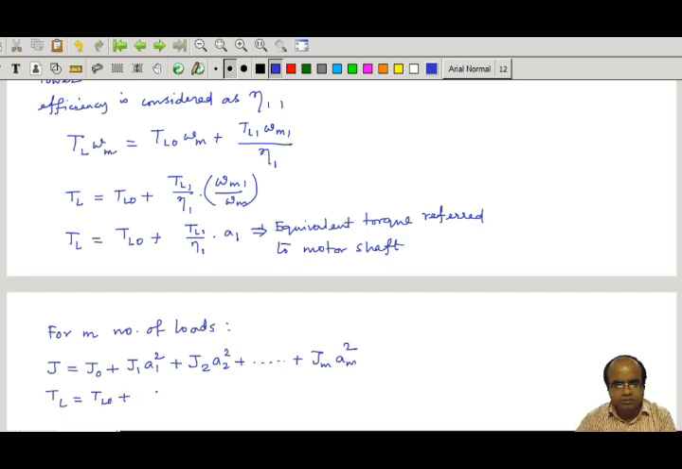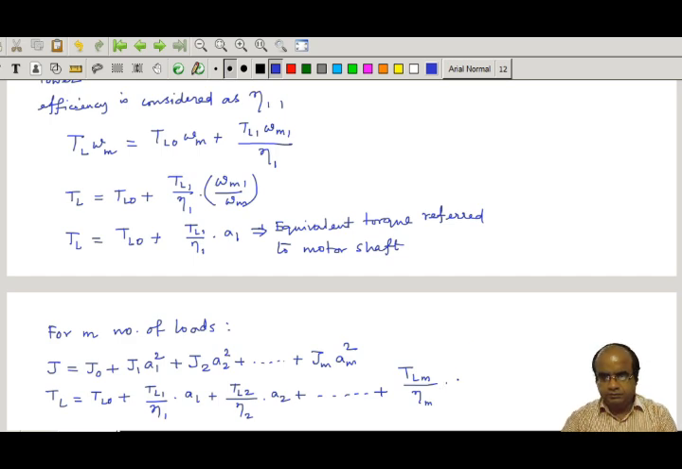Okay, and the equivalent torque referred to the motor shaft becomes TL0 plus TL1 by eta 1 a1 plus TL2 by eta 2 a2 plus TLm by eta m am. Okay.